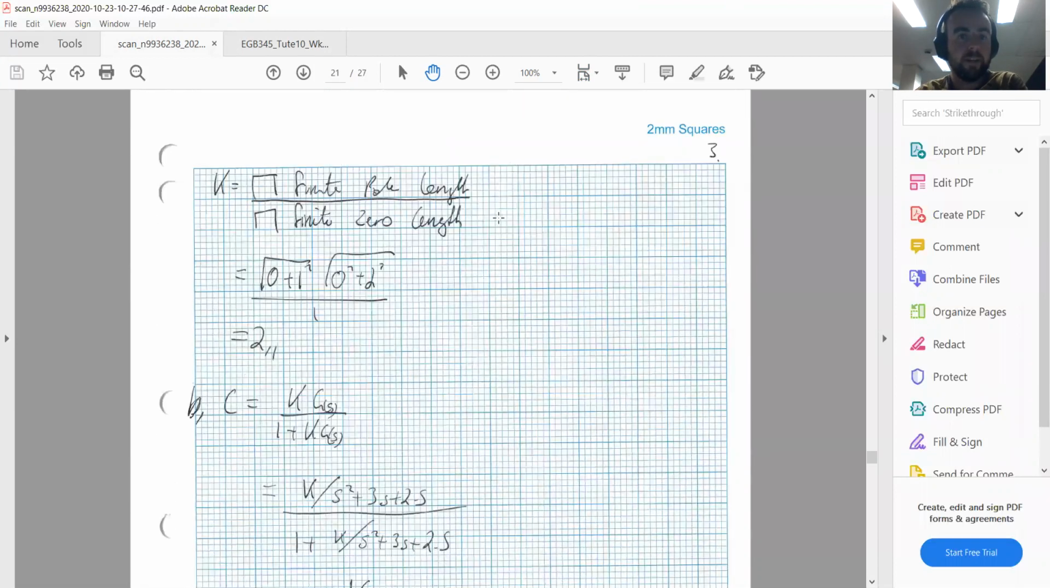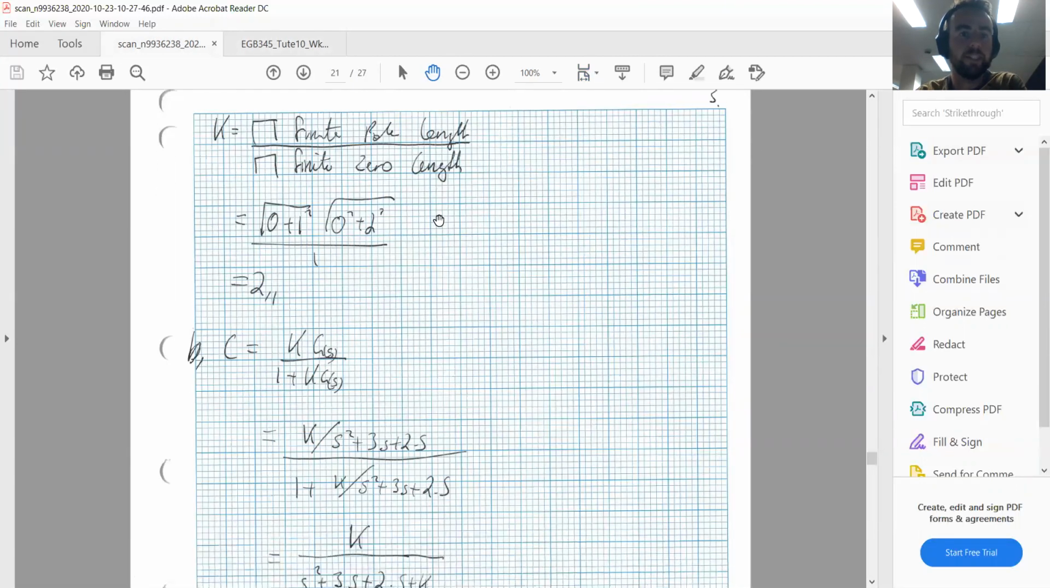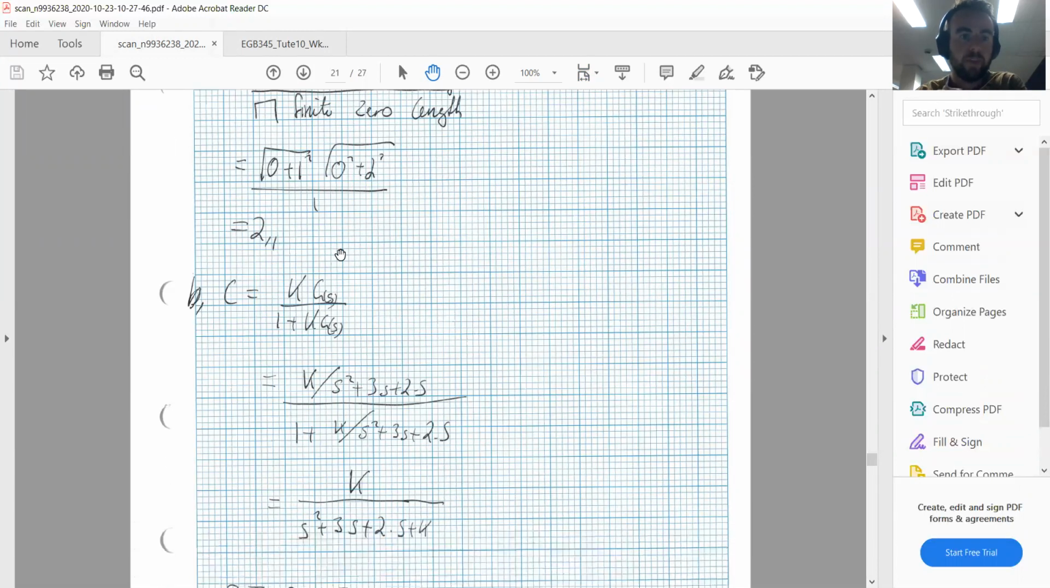There are two methods to find k. The first one, the one I prefer, is finding the product of the finite pole lengths and the finite zero lengths, and doing that you get the answer of 2.